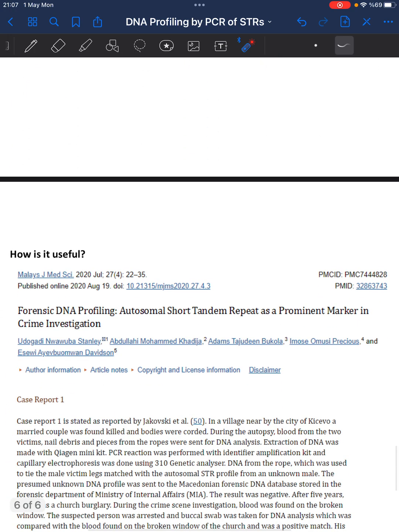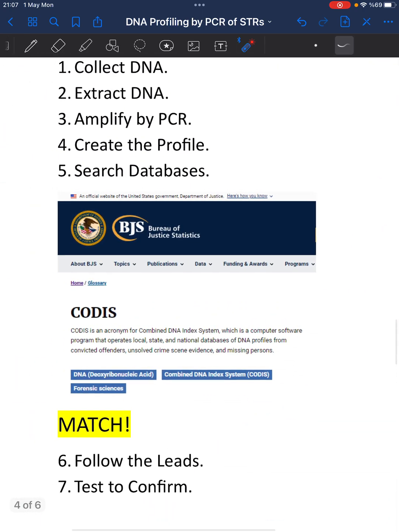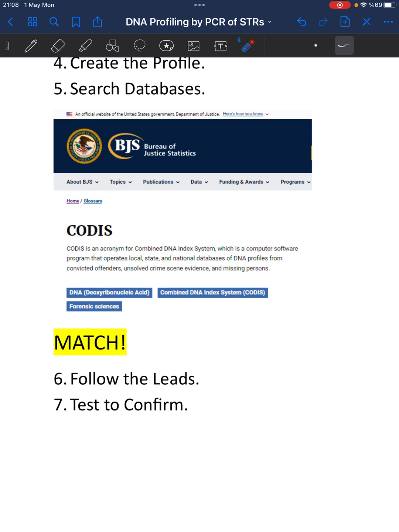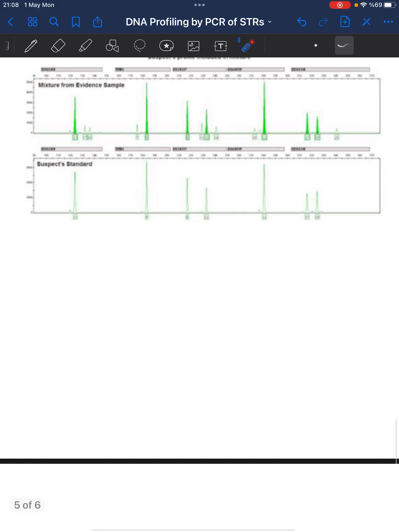And then how it is useful, it is uploaded in this database, and it stays there. And even if you found the evidence and you cannot find a match, there is a possibility that in the future the match can come.